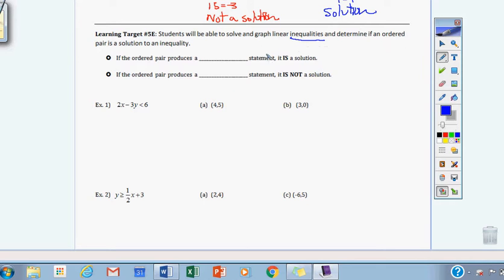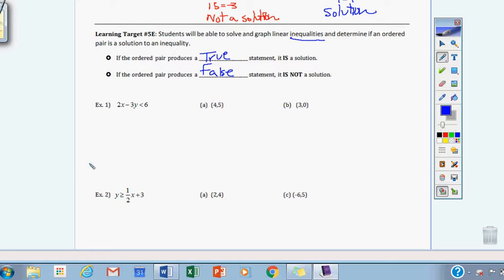Inequalities means there's going to be some shading, okay? Like less than or equal to. If the ordered pair produces a true statement, then it is a solution. Don't forget that. If the ordered pair produces a false statement, then it is not a solution. So the first ones are pretty straightforward. Now, I want you to know what's going on here. And I don't need you to do all this right now. Just kind of think about it.